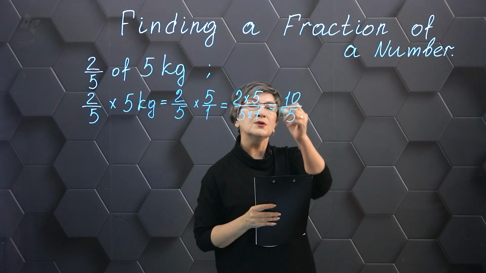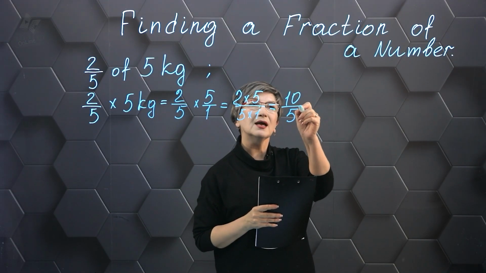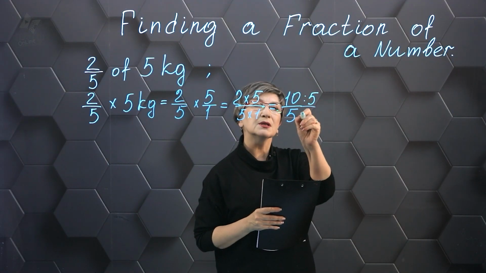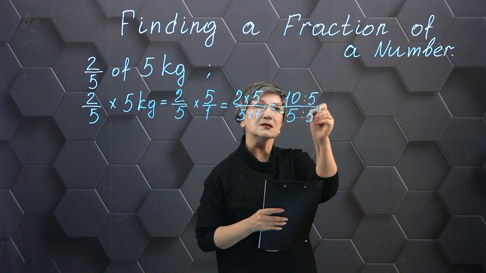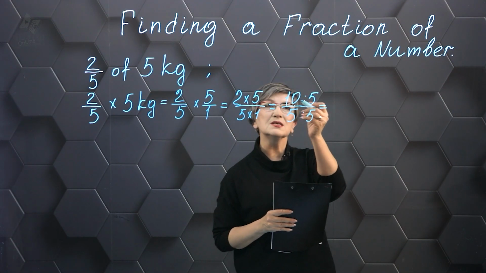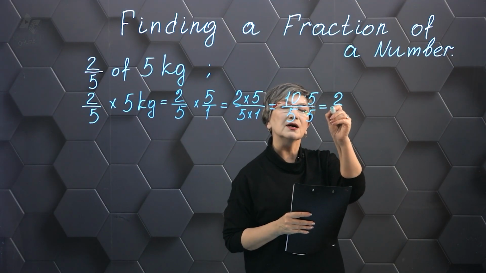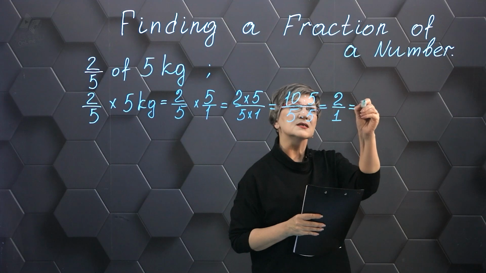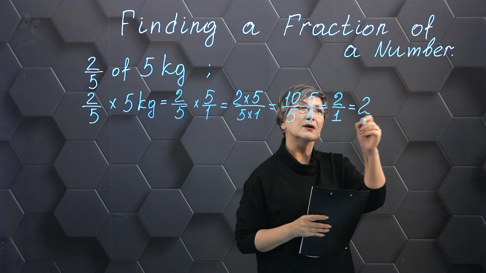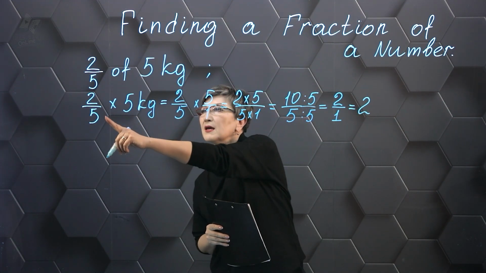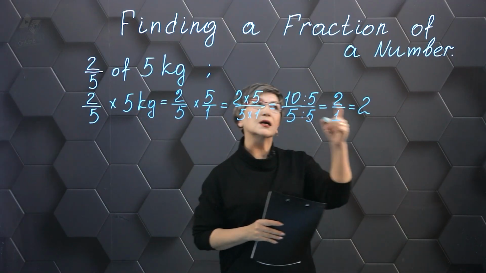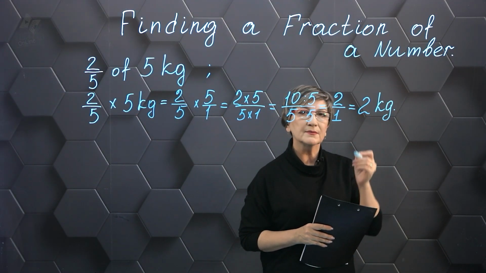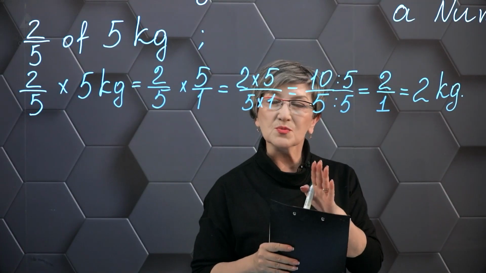Fifths. Let's reduce the fraction 10/5. To do this, I will divide the numerator by 5 and divide the denominator by 5 too. The result is 10 divided by 5, that's 2, and 5 divided by 5, that's 1. I write down the answer. That's 2. We needed to find 2/5 of 5 kilograms. I'm writing down 2 kilograms.